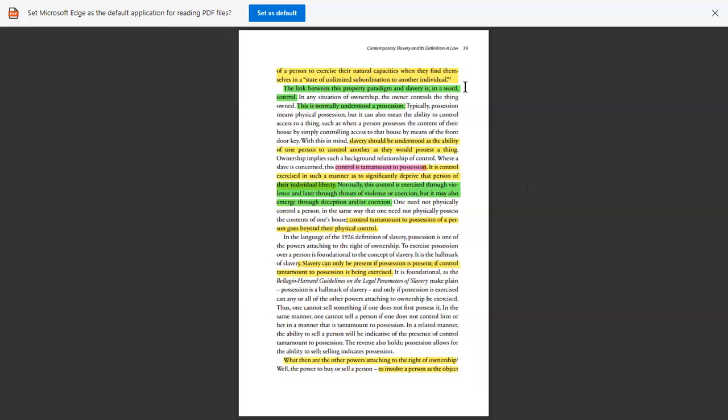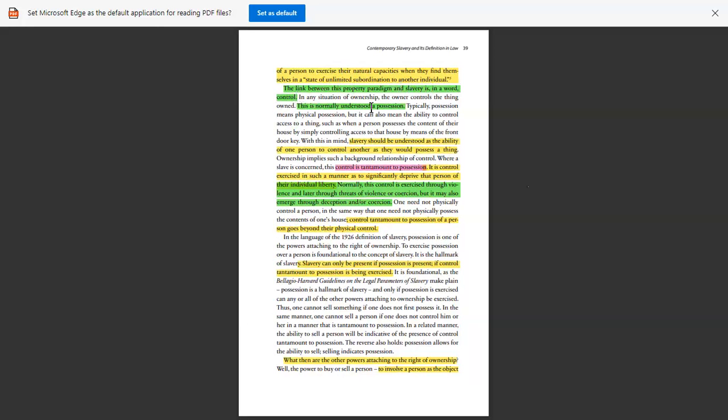So the green obviously has a little bit more value, so I used green, at least in my perspective. And then we're going to see the pink here in a moment, which has even more value from my perspective. So the link between property paradigm and slavery is, in a word, control. So instead of somebody being owned or legally owned, as if somebody has a title or a claim against them, it has to do with control of them more so than ownership of them.